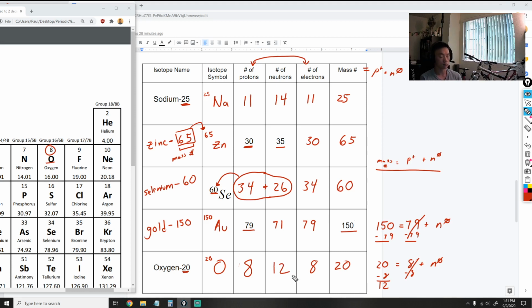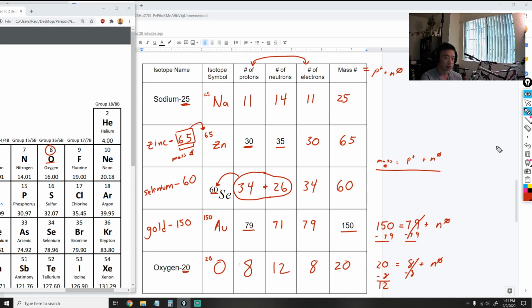Okay, so hopefully that helps you guys feel a little more confident about writing the isotope name and the isotope symbols, finding out how many protons and neutrons there are. But that's basically going to be the extent for your quiz. Won't get too much more difficult than this.